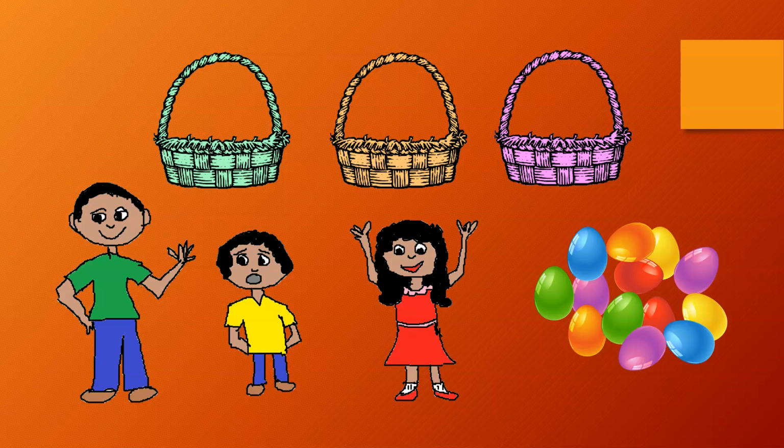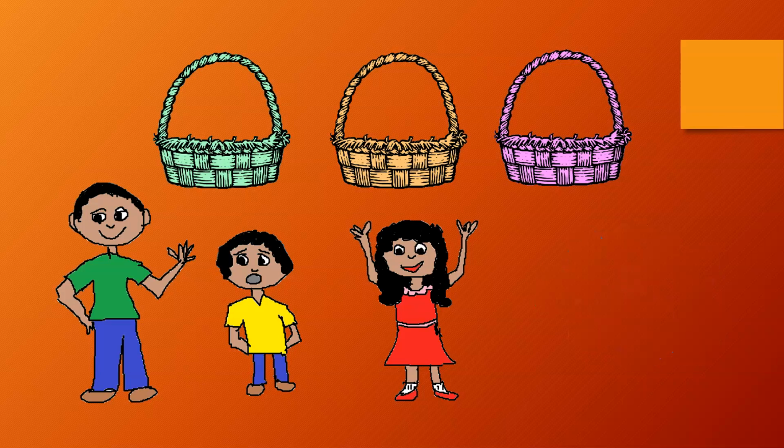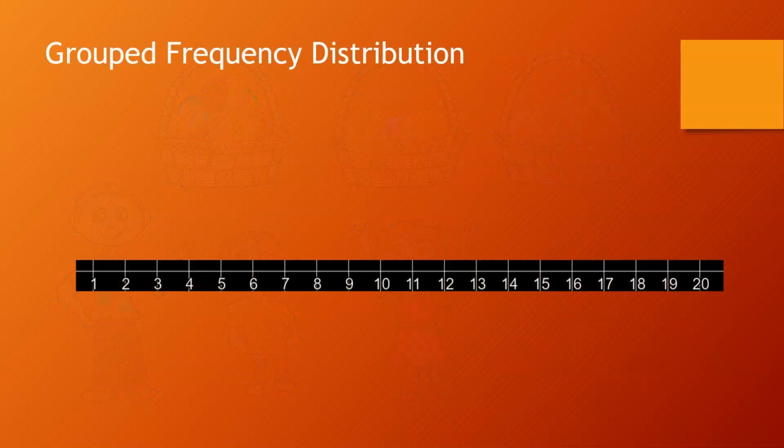It makes more sense to use baskets that are the same size, partly because the kids won't be mad, and partly because it will make it a whole lot easier to tell who got more eggs. After all, if the baskets are the same size, then all we're really comparing are the number of eggs inside the basket. That's the idea behind grouped frequency distributions.